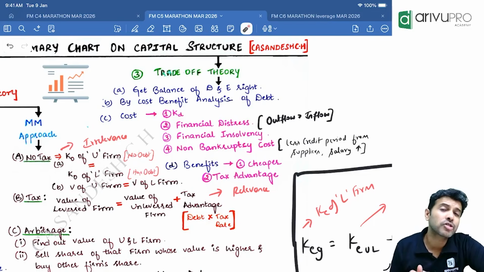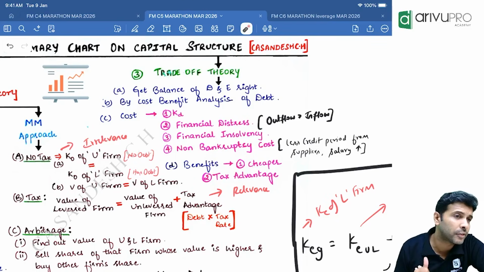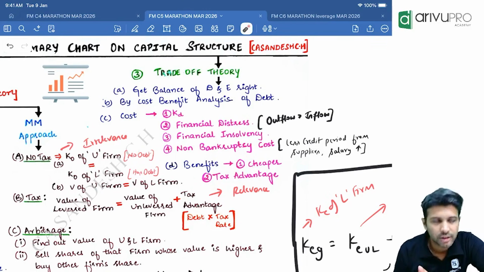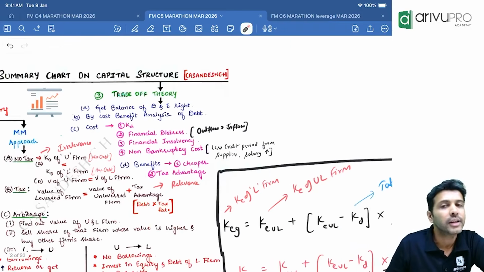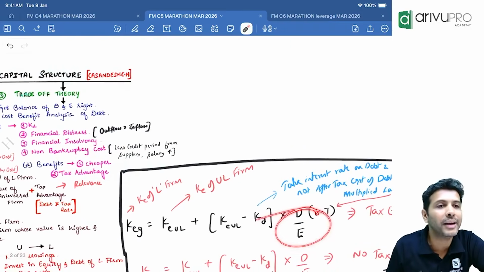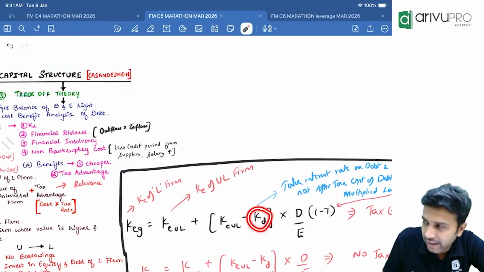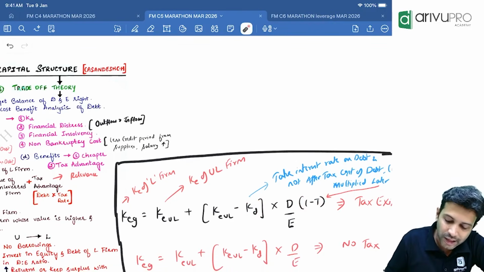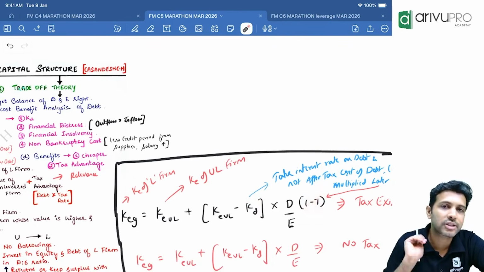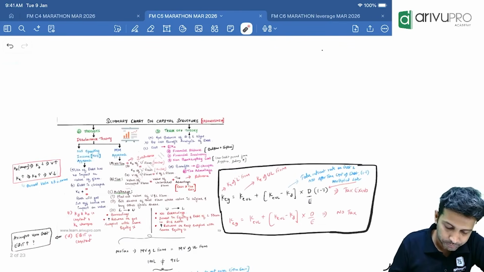Can you find out the cost of equity of the levered firm if the cost of equity of the unlevered firm is given? Yes. Cost of equity of the levered firm is equal to cost of equity of the unlevered firm plus open the bracket cost of equity of the unlevered firm minus cost of debt into 1 minus tax rate divided by equity. Though here we say KD, is this really KD or interest rate? Interest rate, because 1 minus tax rate is already multiplied here. If there is no tax rate, cut off this 1 minus tax rate, rest of the formula will remain the same.